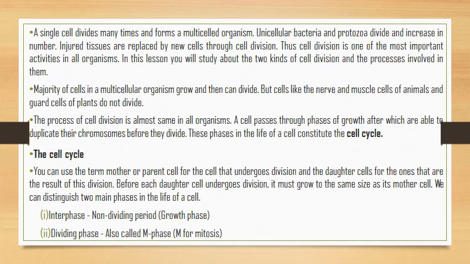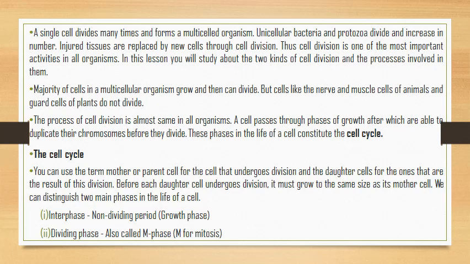A single cell divides many times and forms a multicellular organism. Unicellular bacteria and protozoa divide and increase in number. Injured tissues are replaced by new cells through cell division. Thus, cell division is one of the most important activities in all organisms. In this lesson, you will study the two kinds of cell division and the processes involved in them.